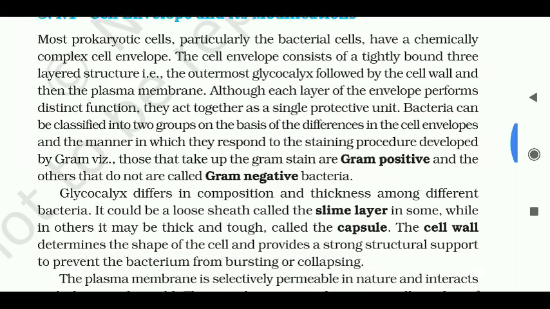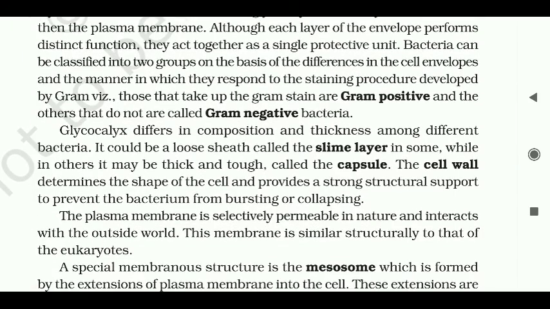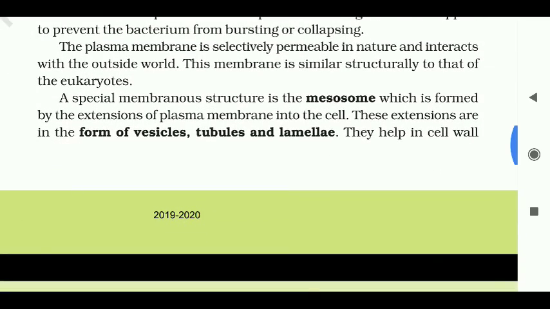The cell wall determines the shape of the cell and provides a strong structural support to prevent the bacterium from bursting or collapsing. The plasma membrane is selectively permeable in nature and interacts with the outside world. The membrane is structurally similar to that of the eukaryotes. A special membranous structure is the mesosome, which is formed by the extensions of plasma membrane into the cell. These extensions are in the form of vesicles, tubules and lamellae.